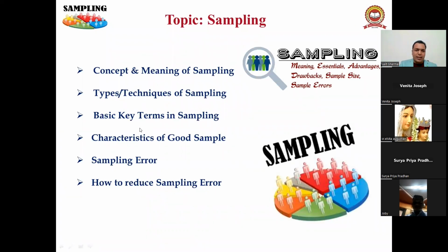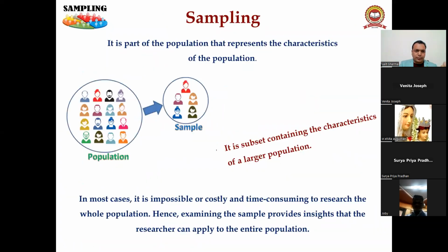Look at sampling. What is sampling? Sampling is a part of the population. It represents the population. You can see here is a population, and here is a sample. When we do research, we don't consider the whole population, we take only a sample, and that sample represents the whole population, because getting data from the entire population is a very time-consuming task.